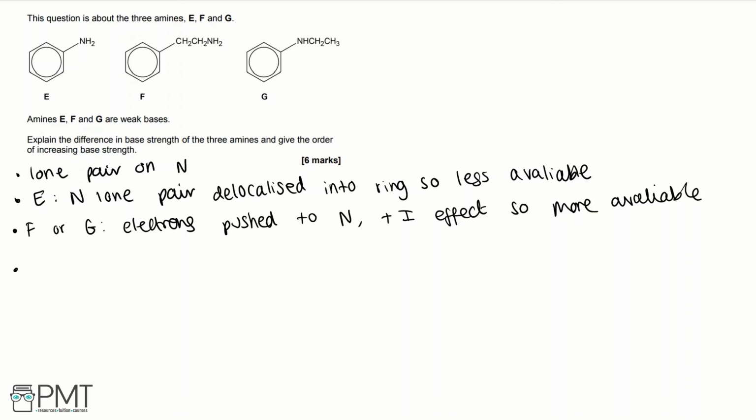To get the 6 marks for this question, you get a mark for lone pair on nitrogen. Nitrogen lone pair delocalizes into the ring, saying that it's less available. Then the electrons are pushed into nitrogen, so a positive inductive effect, and then more available, and then increasing base strength order is your final mark.